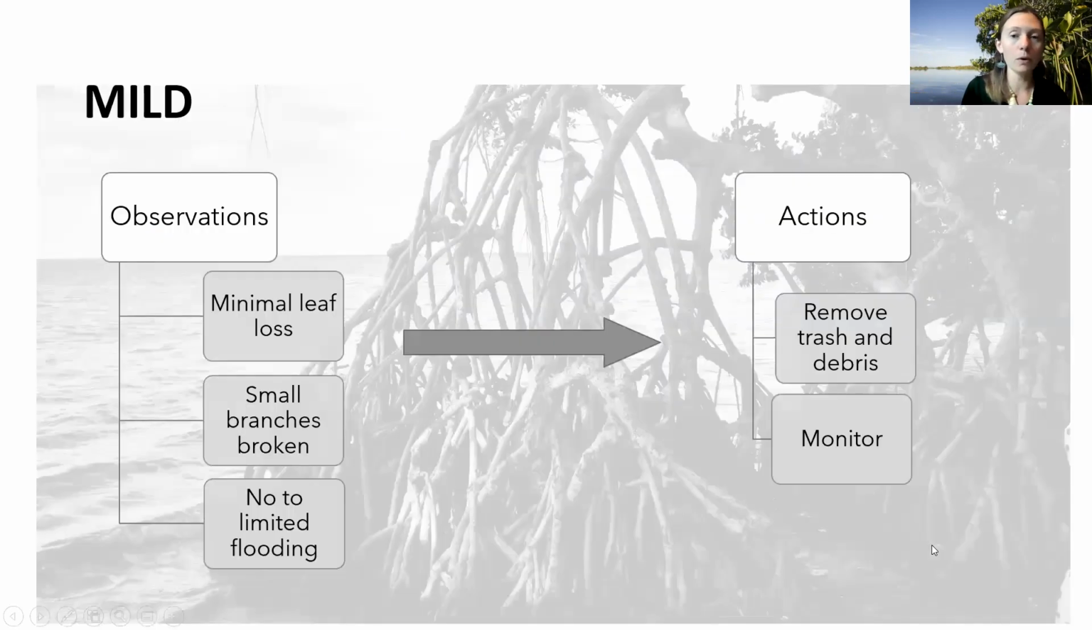And so more specifically, when we start to think about what is mild damage, moderate damage, extreme, and catastrophic, those are the 4 categories we're going to look for. If you're looking at a mangrove fringe and some of your observations are that there's minimal leaf loss, right? So there's some leaves down. There are some small branches broken, and maybe you know that there was some flooding, but it wasn't there for very long. It was pretty limited, right? Those are the observations that you've made. And so this would indicate mild damage to the mangroves.